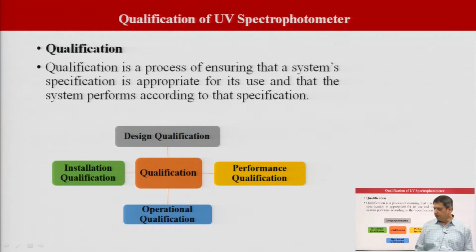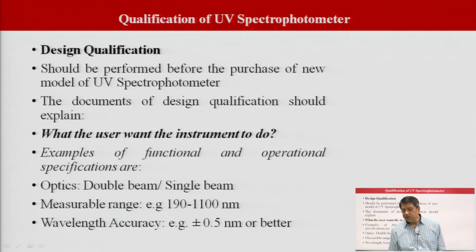First of all, let us discuss what is design qualification in the case of UV visible spectrophotometer. Design qualification should be performed before the purchase of any new model of UV spectrophotometer. The documents of the design qualification should explain first of all what the user wants the instrument to do. This is the first question that should be answered before the procurement of the UV spectrophotometer. For example, the functional as well as the operational specifications. What should be the functional and operational specification?